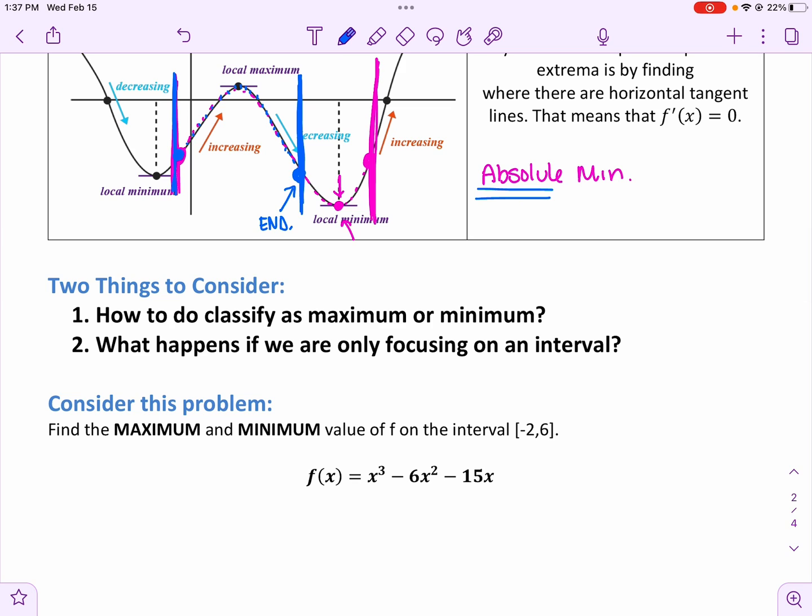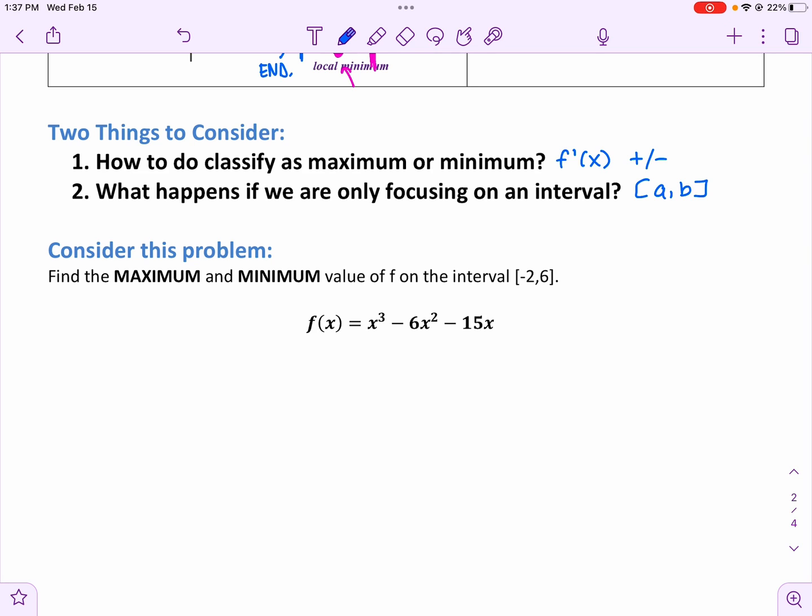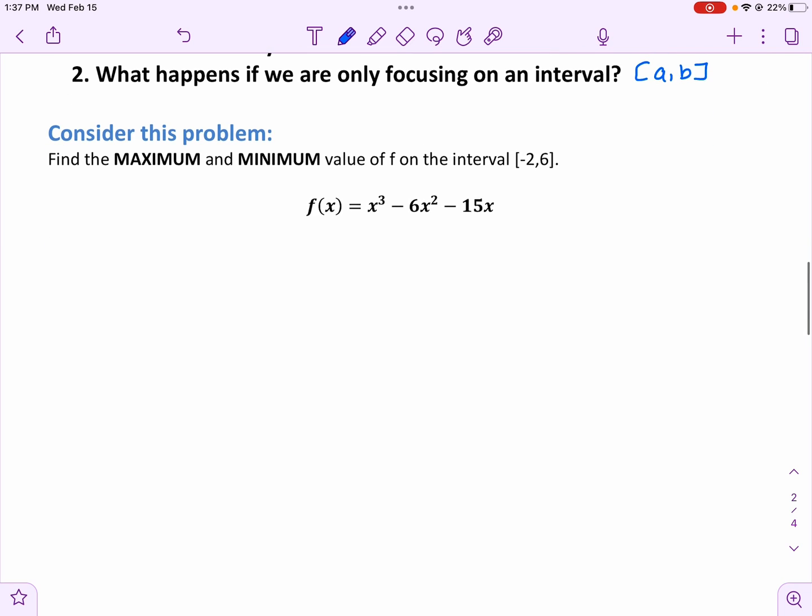So things that we need to consider when talking about the EVT. 1, how do we classify maximums or minimums? Maybe we are using our derivative and we're trying to see if it's positive or negative and where it changes signs. The only extension here though is that we are focusing specifically on an interval that we will call A, B. And we just have to compare those maxes and mins on the interval to the values at the end. So let's take a look here. Find the maximum and minimum value of this function on the interval from -2 to 6.